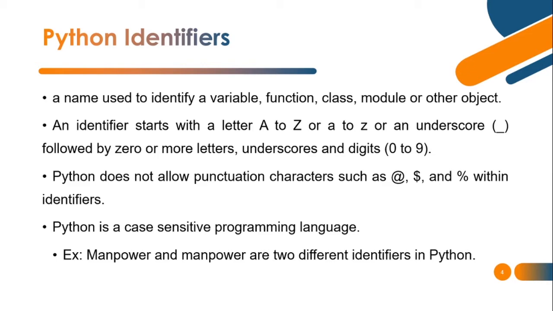Then, Python is a case-sensitive programming language, meaning you can have two variables with the same spelling but different capitalization. For example, Manpower with a capital M and manpower with a small letter m are two different identifiers. So itong dalawang to, magkaibang identifier yan, kasi this one has capital M, this one small letter m. So case sensitive ang Python programming language.